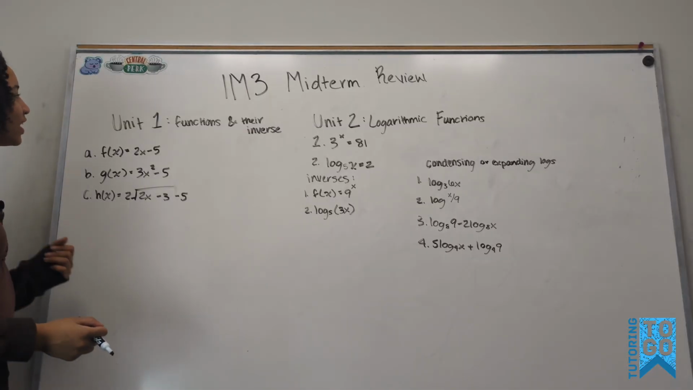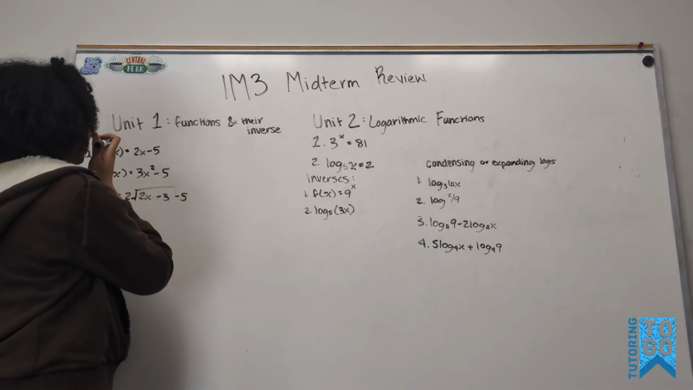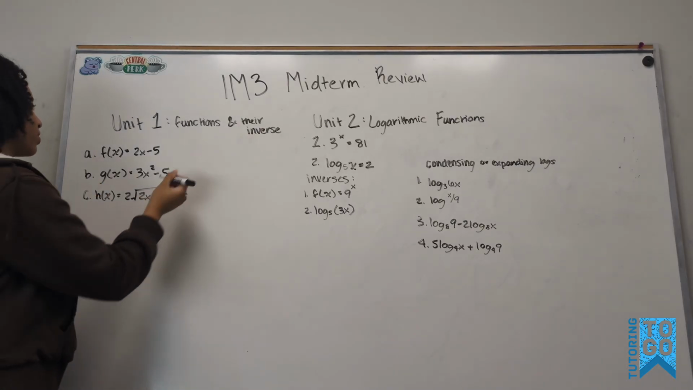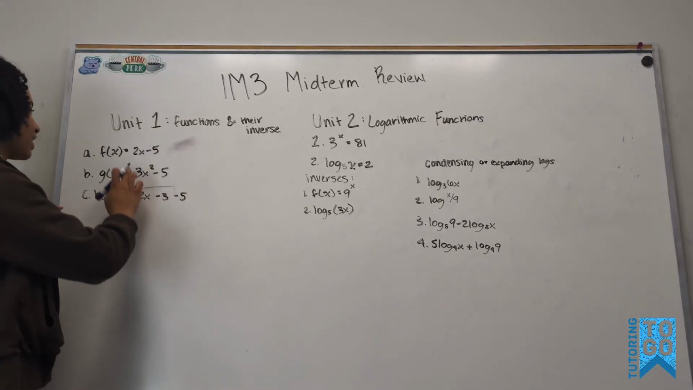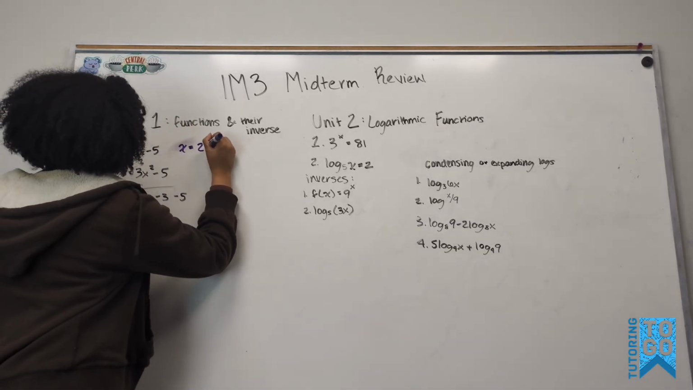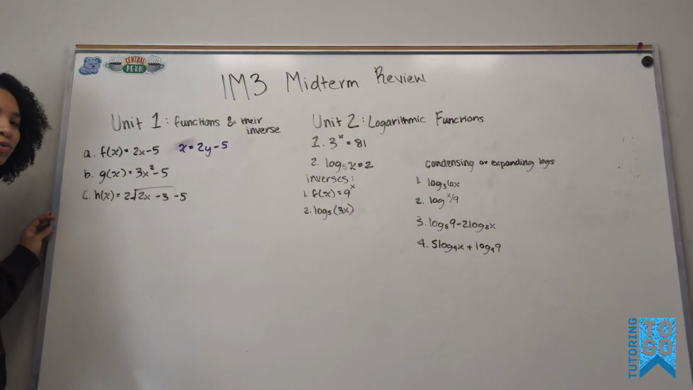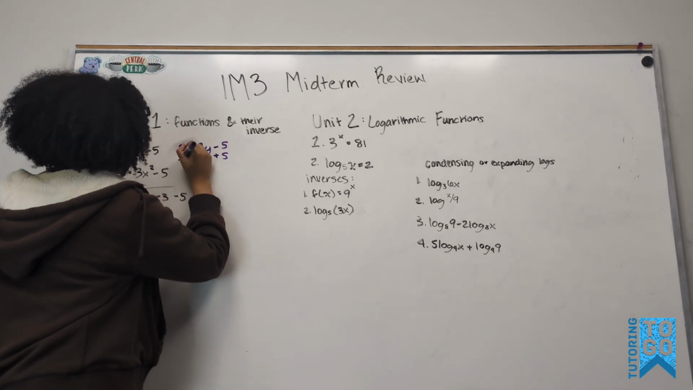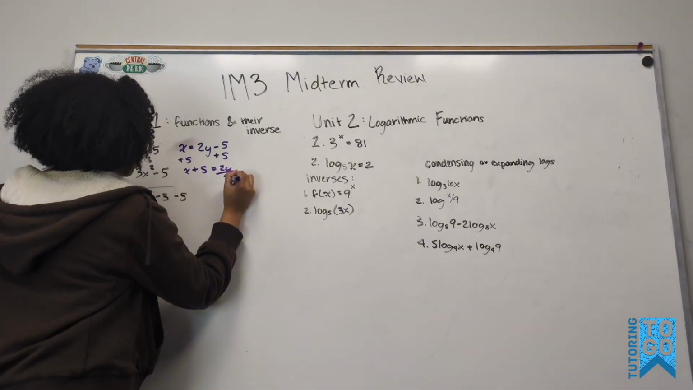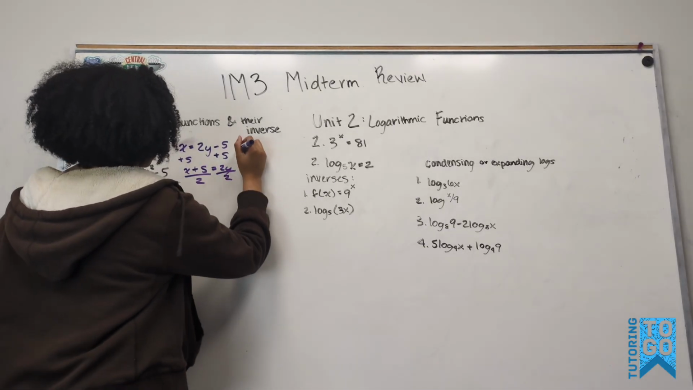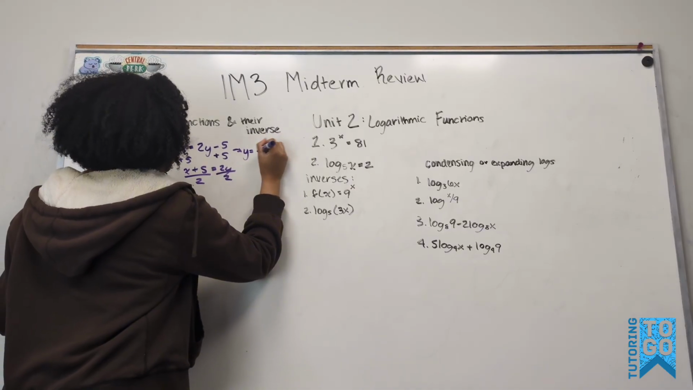So first we're going to start with Unit 1 with functions and their inverses. In order to solve and get the inverse of this function, we want to switch the positions of the x and the y. So we're going to put the x where the y would be, and then we're just going to write the normal equation switching the x and the y position. Now we're just going to follow normal solving for x. So we're going to add 5 to both sides. So x plus 5 is equal to 2y. And then we'll divide both sides by 2, and then your inverse for this equation will be y is equal to x plus 5 divided by 2.